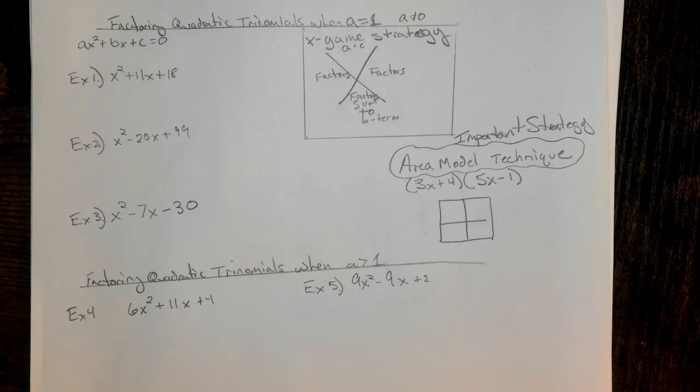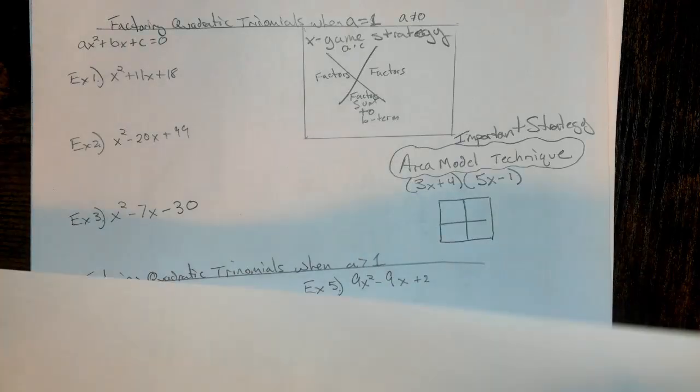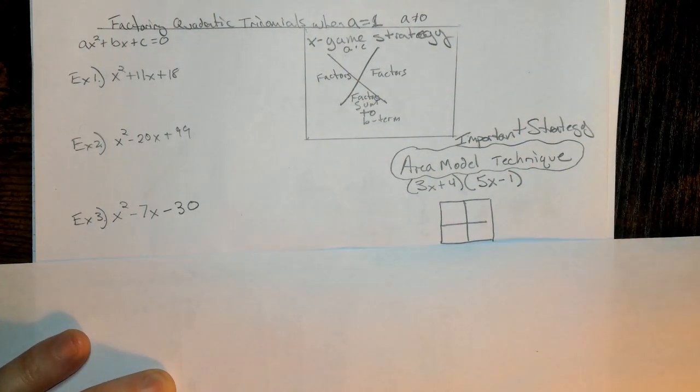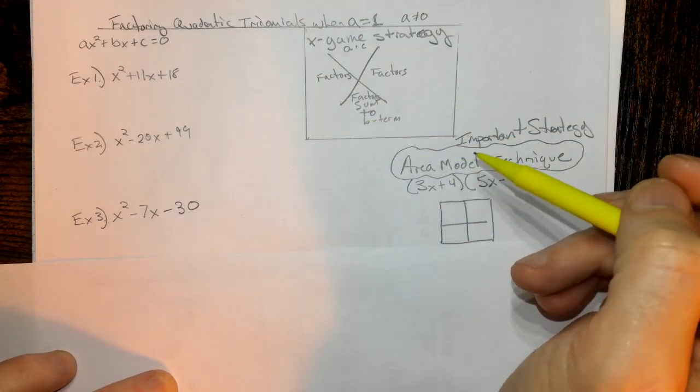Okay, so we're going to talk about factoring quadratic trinomials when a equals 1, and then we're going to look at it when a is not 1. So let me just cover this up so it's not distracting. All right, so let's talk about what we're going to do first.